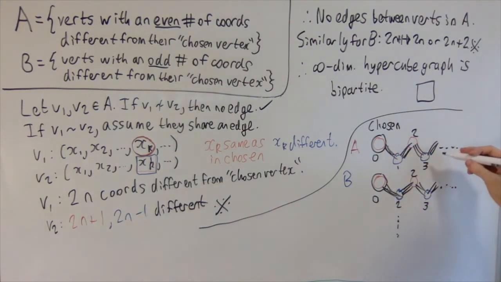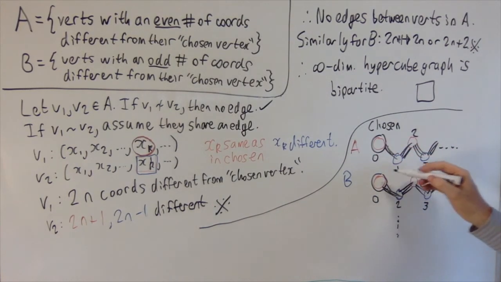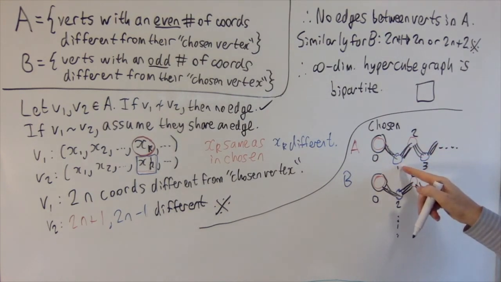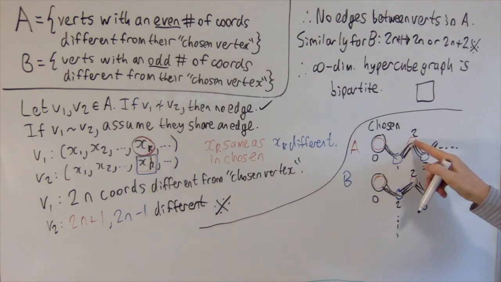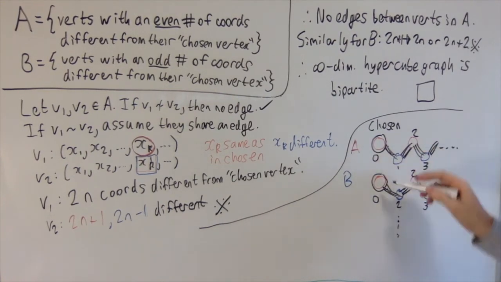So the picture would look kind of like this. You start off with your chosen vertex in A. This is connected to all the ones that are just 1 coordinate different, and these are connected to all the ones that have 2 coordinates different. But then this does give you a nice partition.